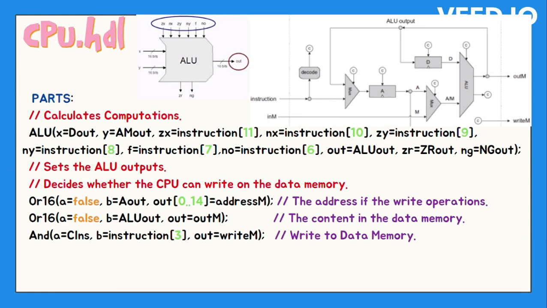And now we have the two OR gates, that is Or16. It means they are working on 16 bits, obviously. These gates set the ALU output in order to successfully write on the data memory. The first determines the address of write operations, and the second determines the content of data memory, and finally the AND gate outputs the value.